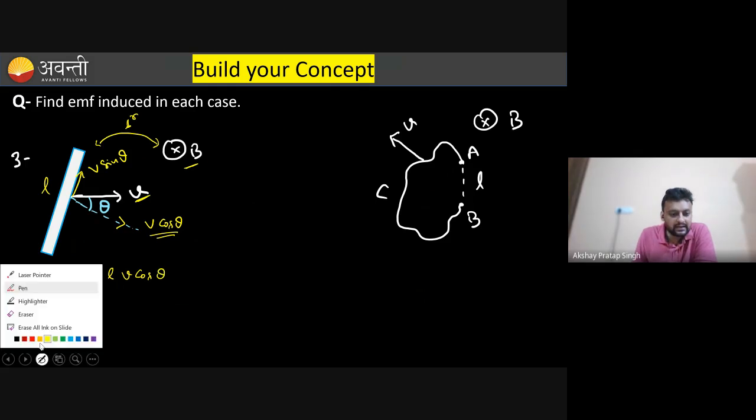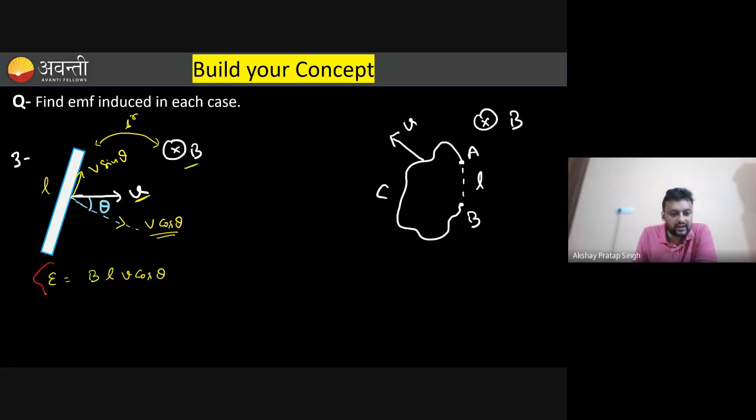I am again saying this is not the standard result to remember. Sometimes you may find that BLV sin theta is written in most of the books. So it's not a standard result that BLV cos theta or BLV sin theta is the standard. It depends on the angle from which it is given.